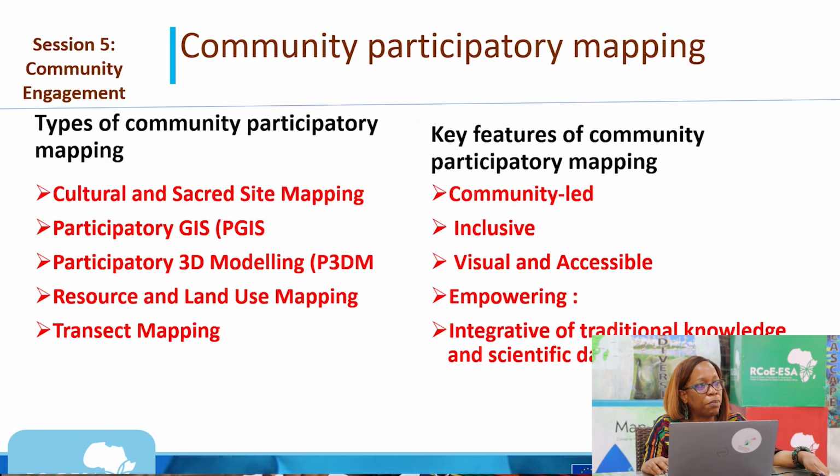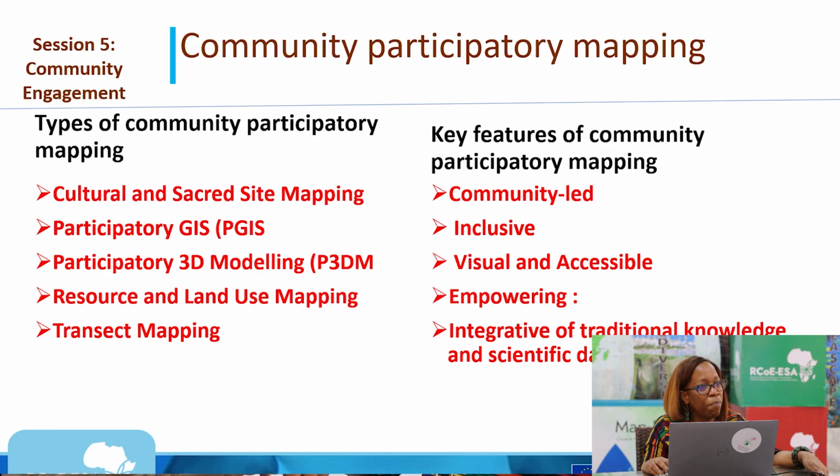So there are different types of community participatory mapping. We have cultural and sacred site mapping, participatory GIS, which will be handled by my colleague Jackie Karimi. We have participatory 3D modeling, which I will handle after this. Resource and land use mapping, transect mapping.